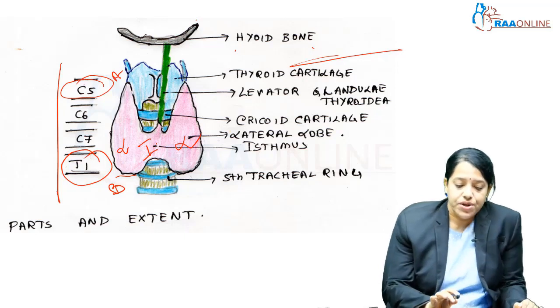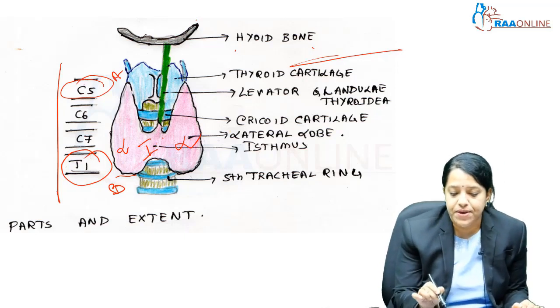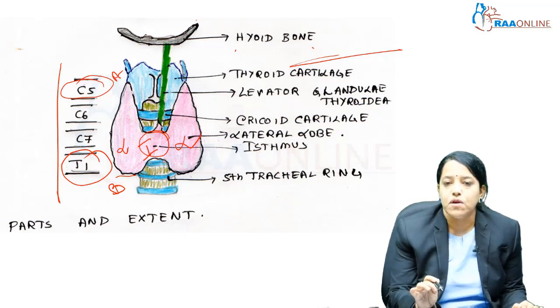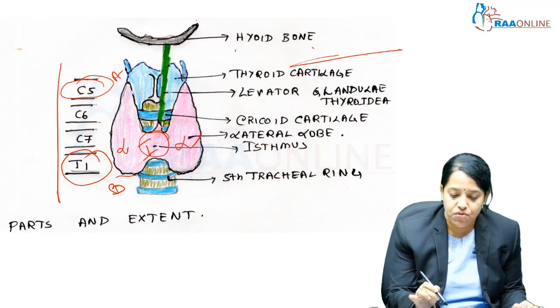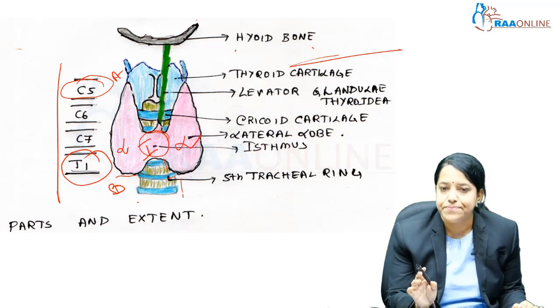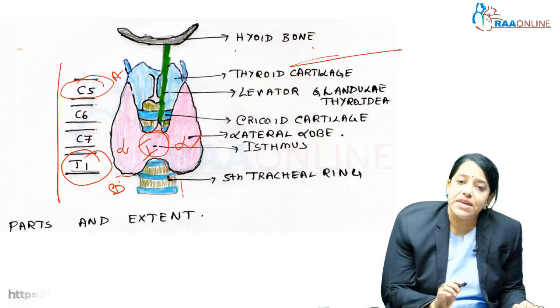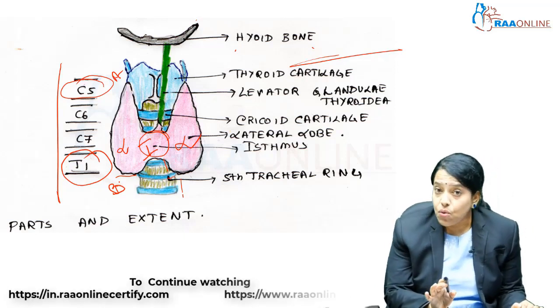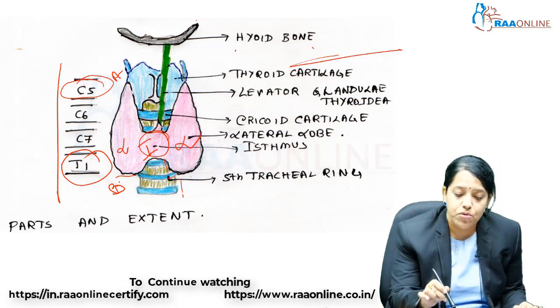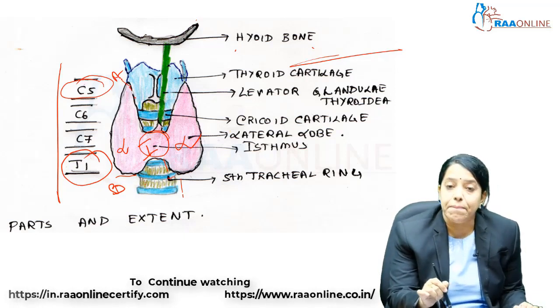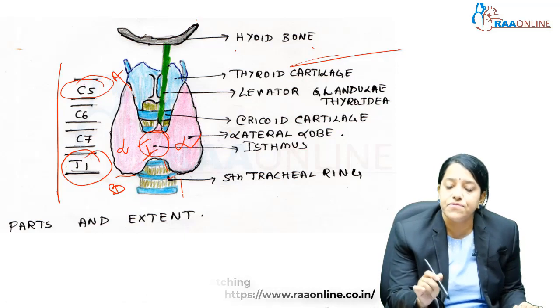Now you can see over here that the lobes are connected by an isthmus, and I told you the isthmus extends between the 2nd to 4th tracheal rings. What you are seeing over here are all tracheal rings, so the 2nd to 4th tracheal ring. What about the anterior extent of each lobe? Each lobe extends with the apex reaching up to the oblique line of the thyroid cartilage, and the base going down up to the 5th tracheal ring.